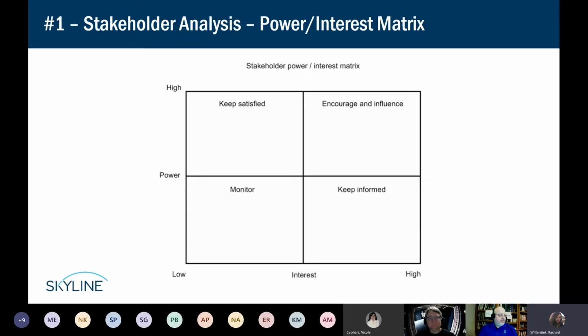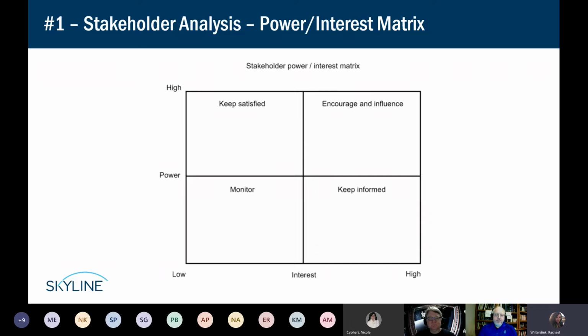But by charting out the stakeholders' power and interest, you can then determine who you need to simply keep informed, who you need to keep an eye on, who you need to really, really make happy, and who you need to exert influence over. So this is really easy to do. It doesn't take a lot of time. It's not overly complicated, but it's really just useful in figuring out who needs to know what, when, and why.